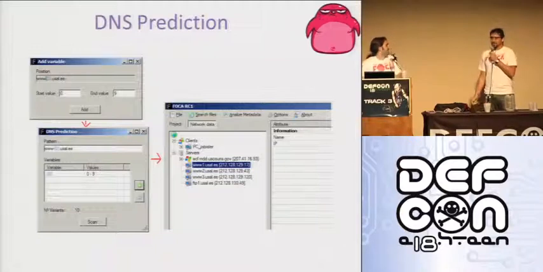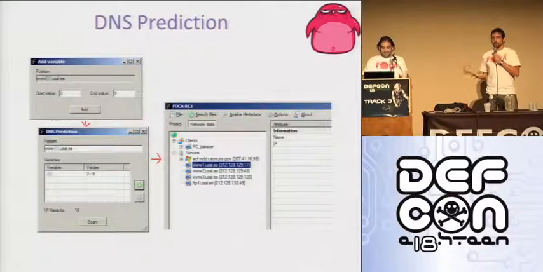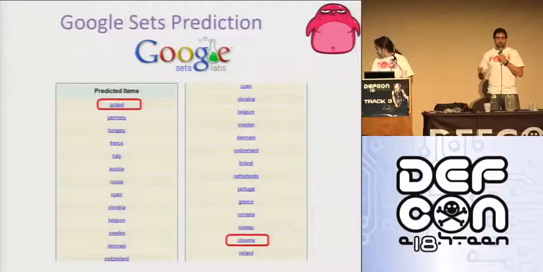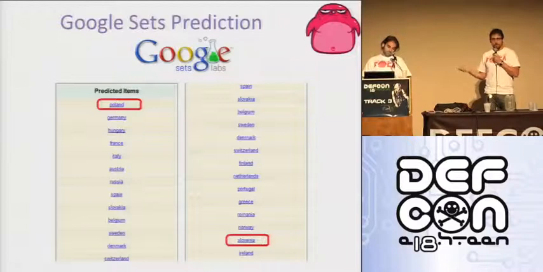So other than looking at the information that is inside the documents, let's say that there's a server called Web 1. Then there's probably a server called Web 2, Web 3. So we're going to try those. We're going to use Google Sets also to see if there's a server called, I don't know, poland.defcon.com, then maybe there's another called germany.defcon.com. So we're going to be trying all those.